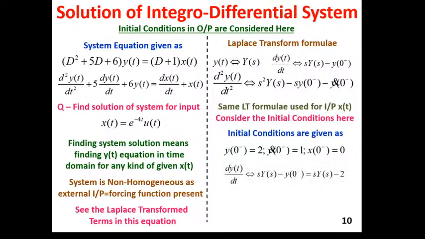Now we just have to substitute these values. The first order term dy(t)/dt becomes sY(s) minus y(0-), substituting y(0-) as 2, so it becomes sY(s) minus 2. The second order dynamics in the same way becomes s square Y(s) minus 2s minus 1, because it is s square Y(s) minus s y(0-) minus y dot(0-), where y(0-) is 2 and y dot(0-) is 1. So d2y(t)/dt2 Laplace transform with initial condition becomes s square Y(s) minus 2s minus 1.